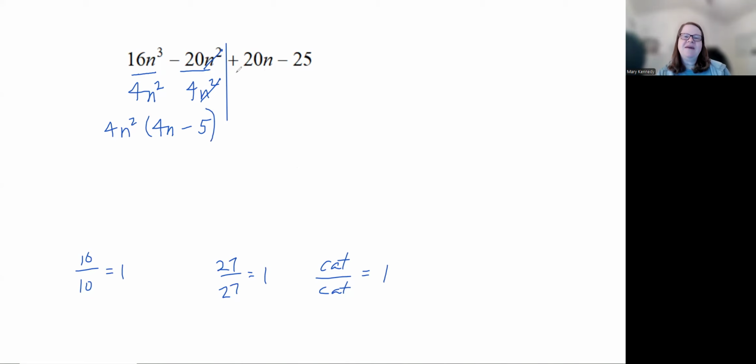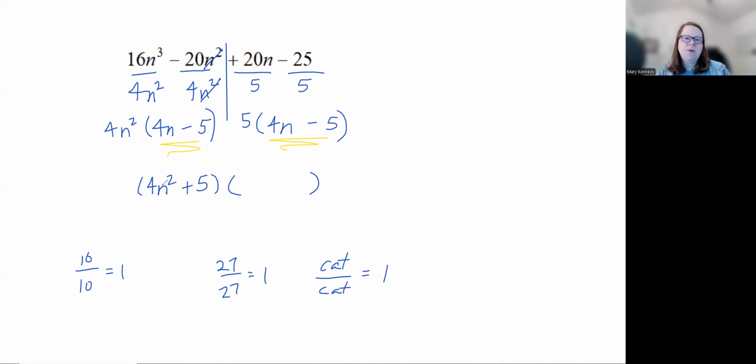All right, on the right side, we're going to divide both of these by 5. That's the biggest number that they'll both divide by, and that leaves 4n minus 5, and notice that we have the same thing in both parentheses. That's huge. If we don't have the same thing, it means we messed up somewhere. So you want to back up and try to find your mistake, and then you're ready to write your final answer for factoring this.